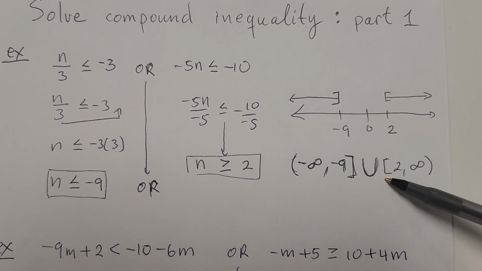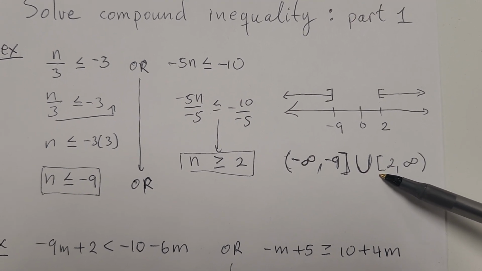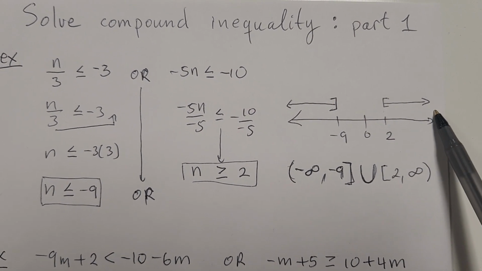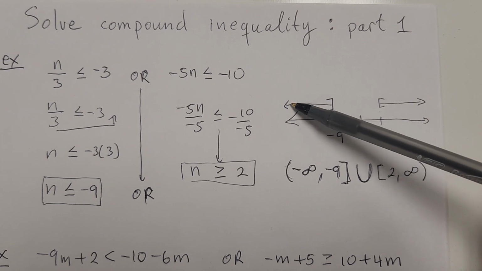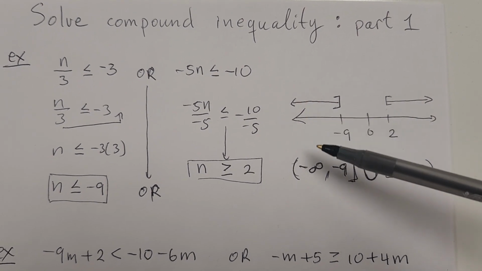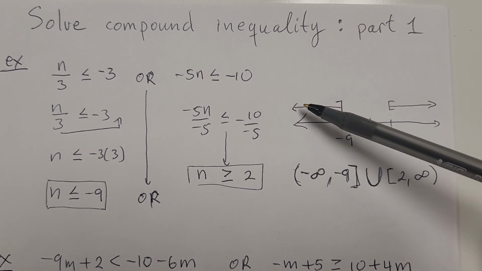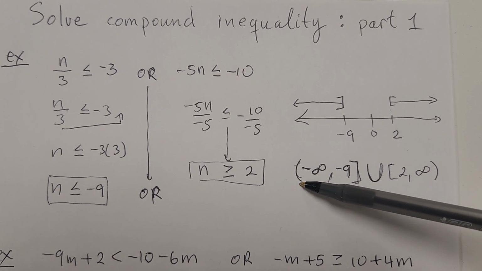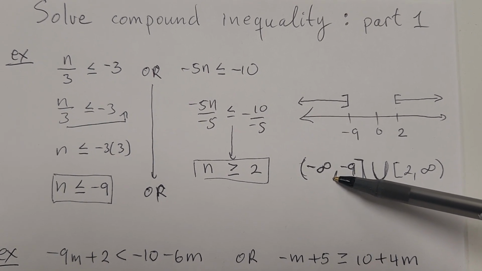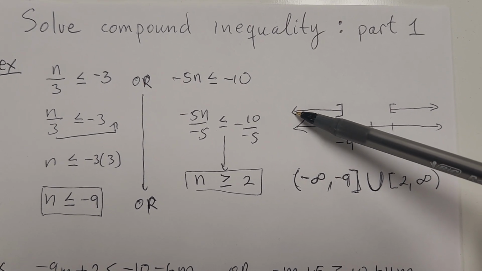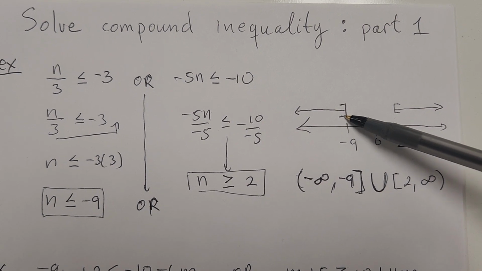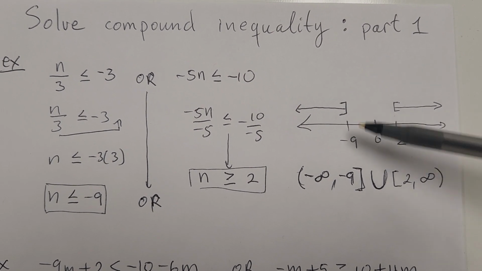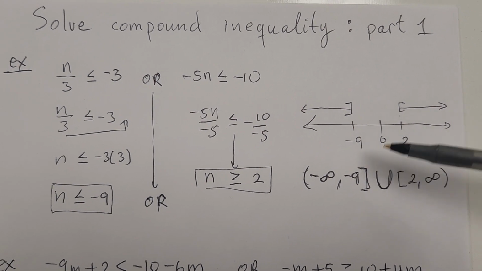Now use the graph to do the interval notation. Always start from the left side and then work your way to the right side. Here I have an arrow. The arrow represents infinity. Since it is on the left, it is negative infinity, and infinity is always parentheses followed by a comma. After that, work your way to the right side, and as you can see, I have negative 9 with a bracket, so negative 9 with a bracket.